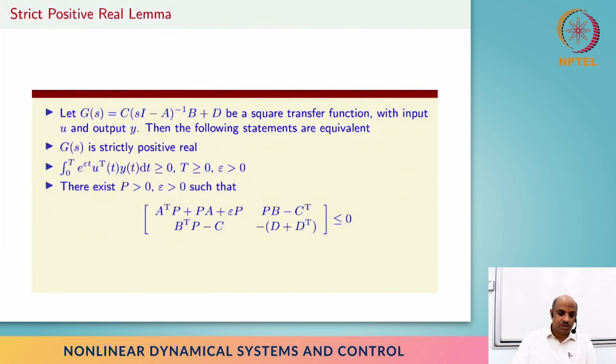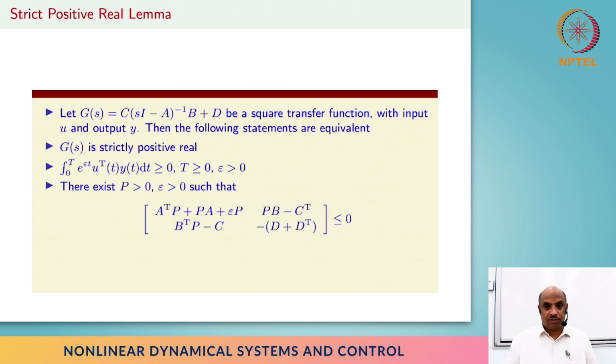G of s is strictly positive real if and only if this integral of u transpose y is greater than or equal to 0, except with an exponential weighting in front, right? And that's equivalent to this set of linear matrix inequalities. Okay.